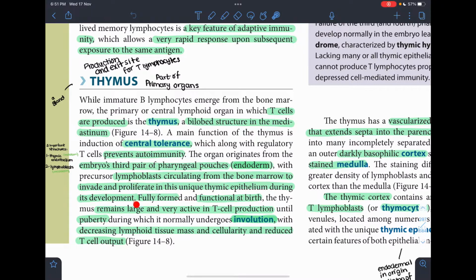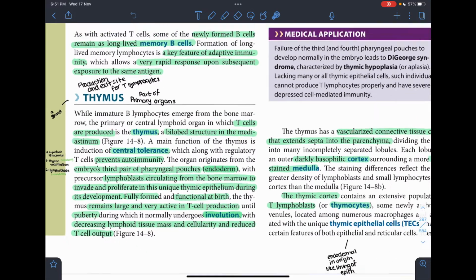The thymus is fully formed and functional at birth, and the thymus remains large and very active in T cell production until puberty, during which it normally undergoes involution with decreasing lymphoid tissue mass and cellularity and reduced T cell output.